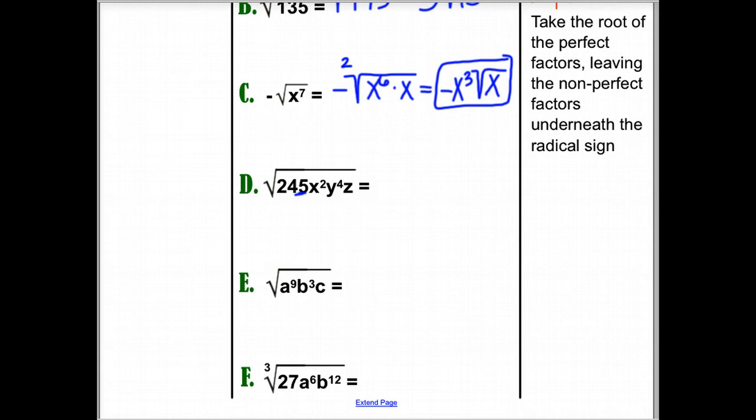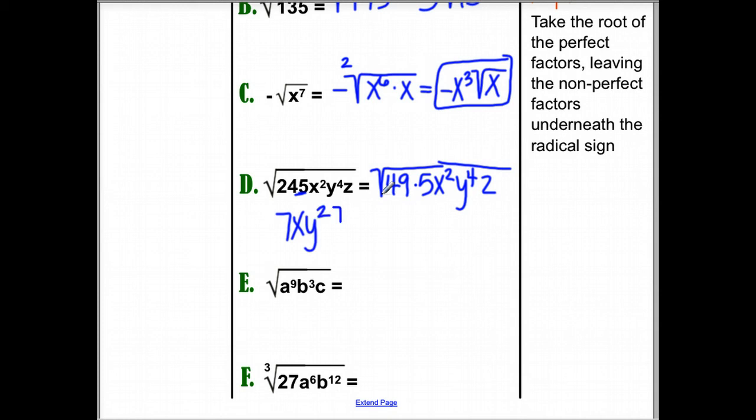So I'm going to try in a calculator 245 divided by 49. And what do you know? 245 divided by 49 is going to be 5. So I have 49 times 5. X squared is a perfect square. So is y to the 4th. Z is not. So then I can square root. Square root of 49 is 7. Square root of x squared is x. I left the 5 because I know it's not a perfect square. Square root of y to the 4th is y squared. And the rest of what's inside is non-perfect, so I have 5z. And that is my solution.